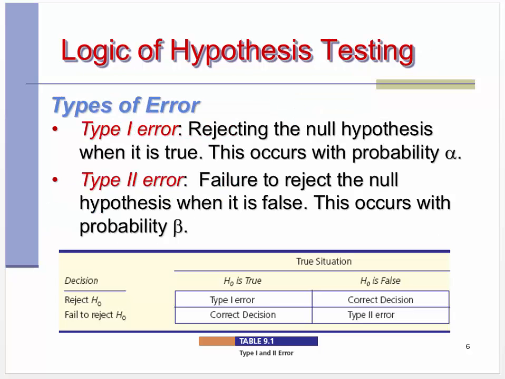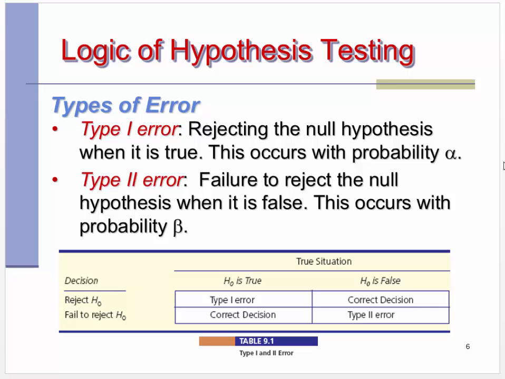When we test our hypothesis, we could make mistakes. We could commit errors. There are two types of errors, type 1 and type 2. Type 1 error is rejecting the null hypothesis when it's true. This occurs with the probability of alpha. We use alpha to denote the probability of committing a type 1 error. When the hypothesis is true, we really should not reject it, because that's the true case. So if we do reject it, then we'll be making a mistake, committing a type 1 error, the first type of error.